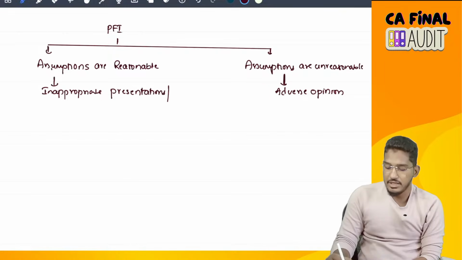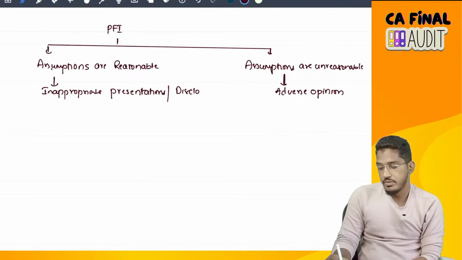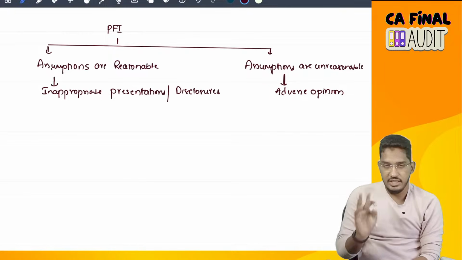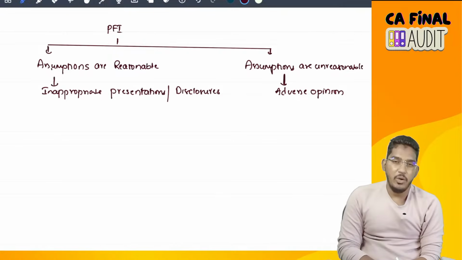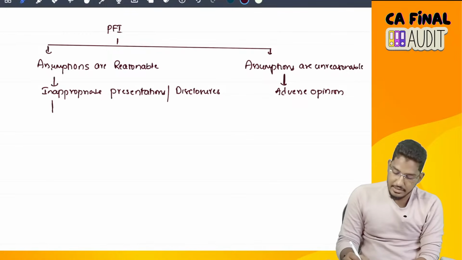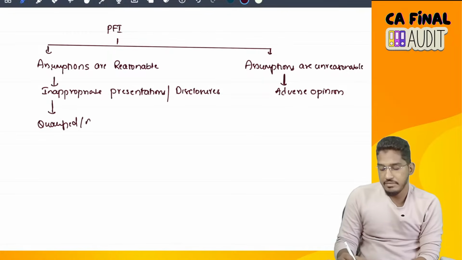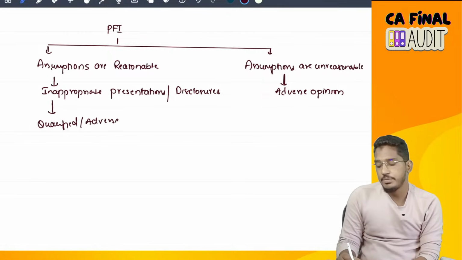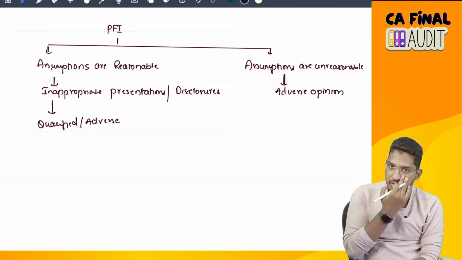So inappropriate presentation or disclosures. Assumptions are all okay. They made proper assumptions only. But the problem is with regard to the presentation. They did not present the prospective financial information properly. They did not give the disclosures properly. If that is the case, the standard says either give a qualified opinion or adverse. Here they have given the freedom. Depending on materiality and pervasiveness, you choose either qualified or adverse.